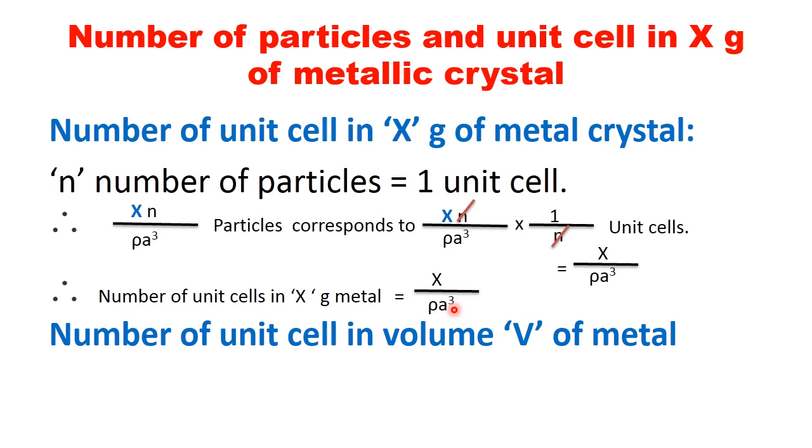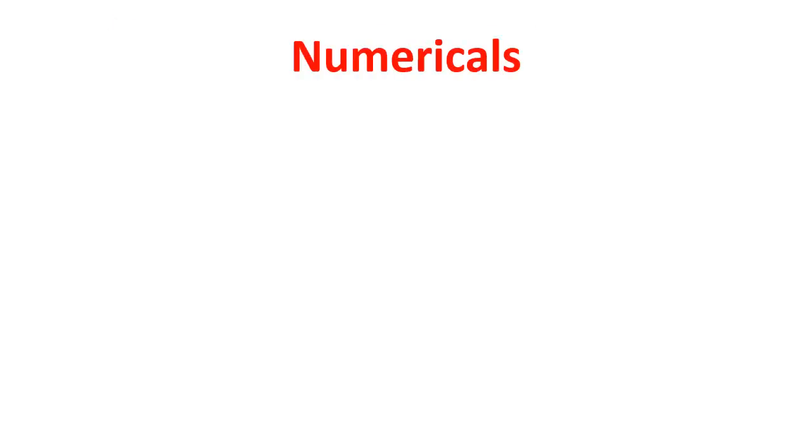From the volume of the unit cell, the number of unit cells can be determined. Therefore, the number of unit cells in volume V of metal is equal to V divided by a cube. From all these equations, we can determine the number of particles and the number of unit cells in X gram of metal crystal. Now we will solve some numericals which are based on the following formulae.